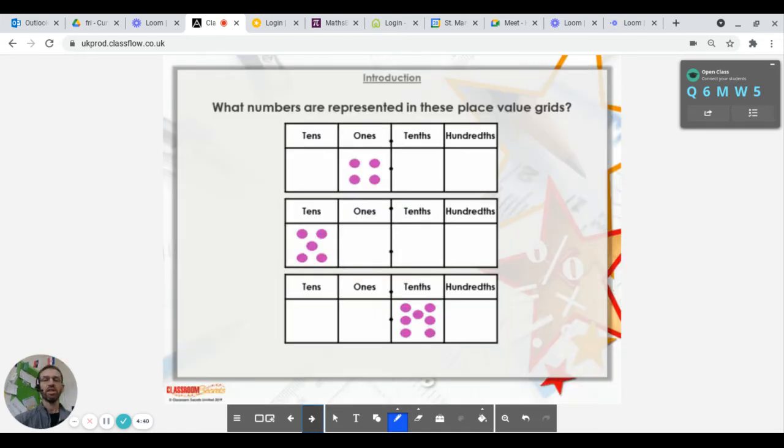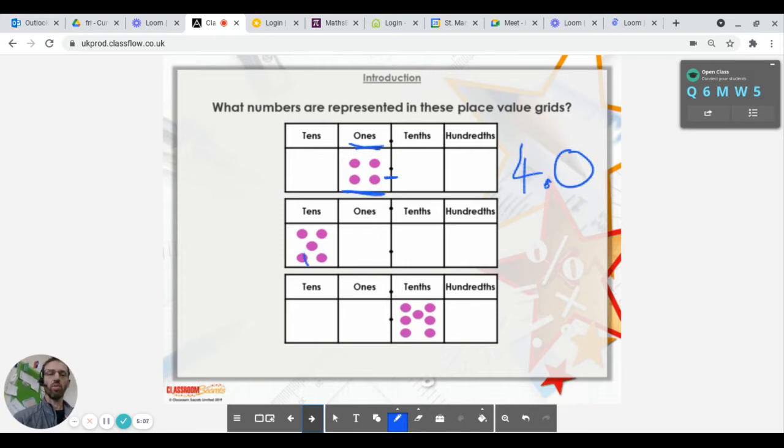So remember, in our place value charts that we've got here, often numbers are represented by counters. So we need to say what numbers are represented in these place value grids. So in each grid, there's a different number. I've got ones here, and I've got 4 ones. So it's going to be 4. To make it very clear, I could put my decimal point in, because a place value chart has a decimal point there. So 4.0.